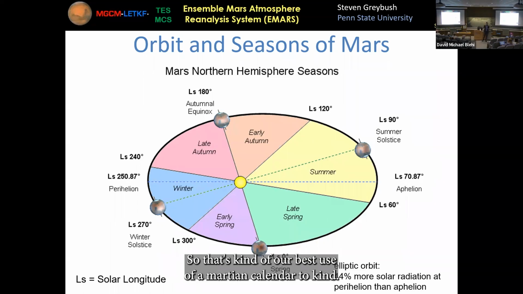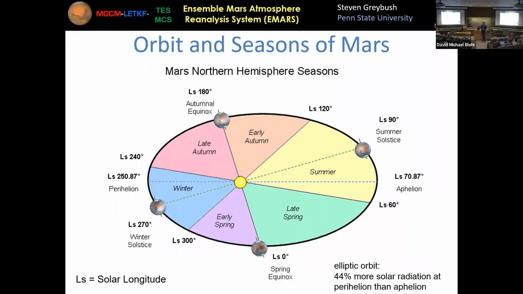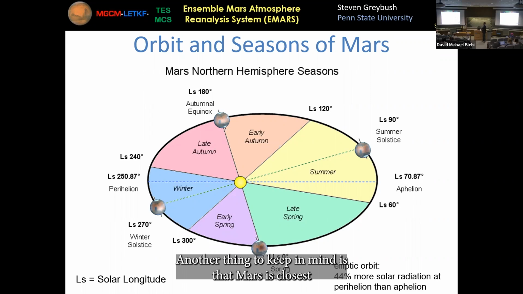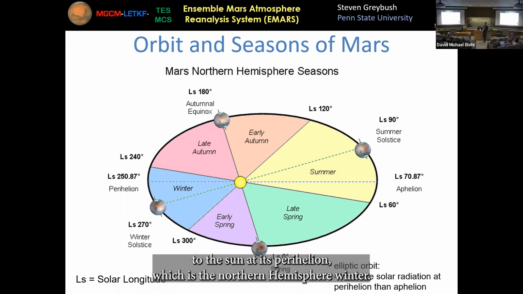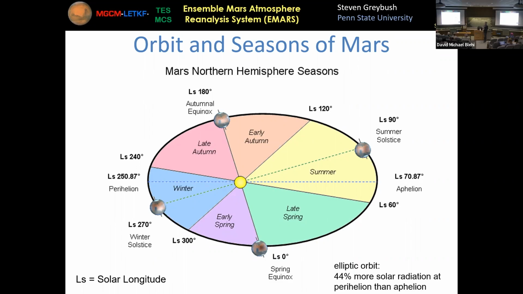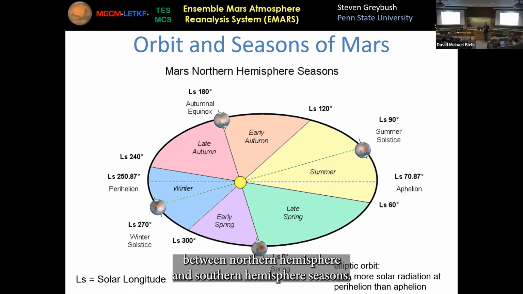So that's kind of our best use of a Martian calendar to see where we are with respect to things. Another thing to keep in mind is that Mars is closest to the sun at its perihelion, which is in northern hemisphere winter. Okay, so that's going to lead to some differences between northern hemisphere and southern hemisphere seasons.